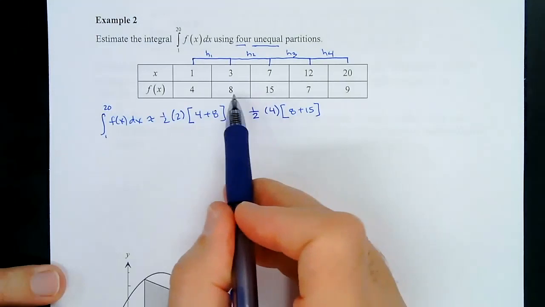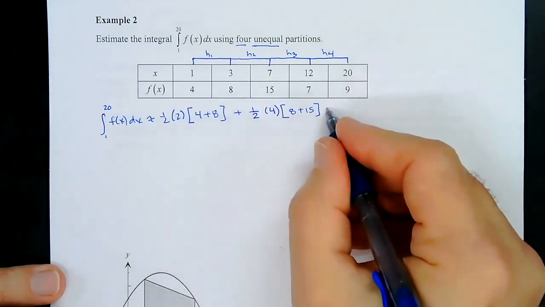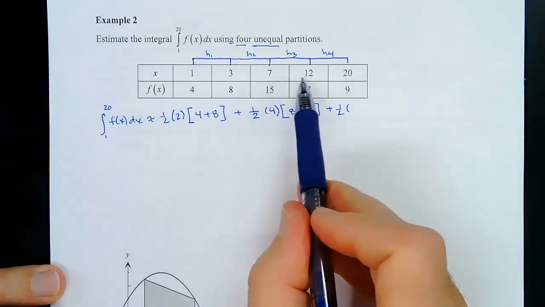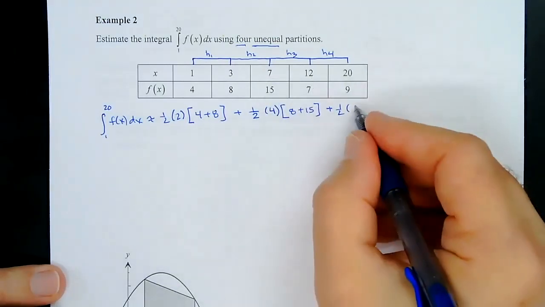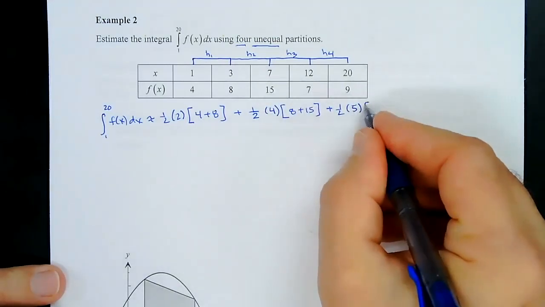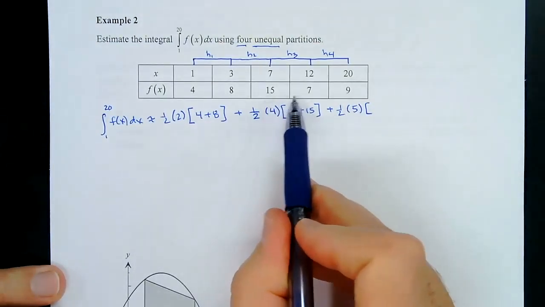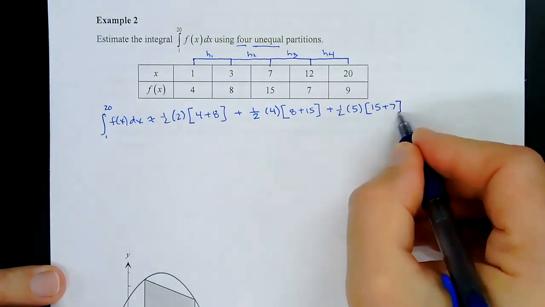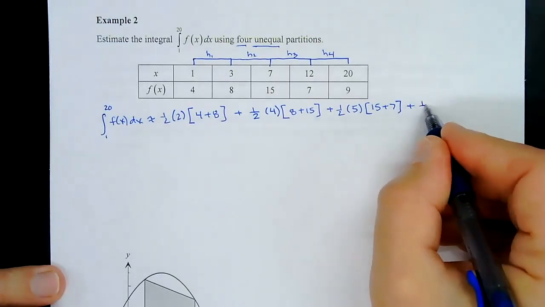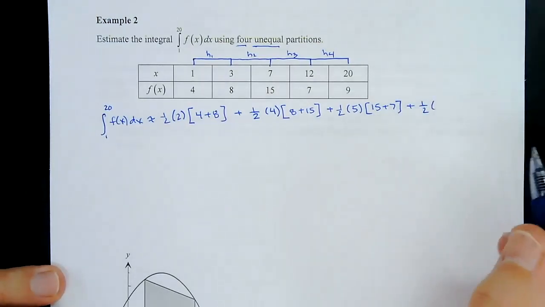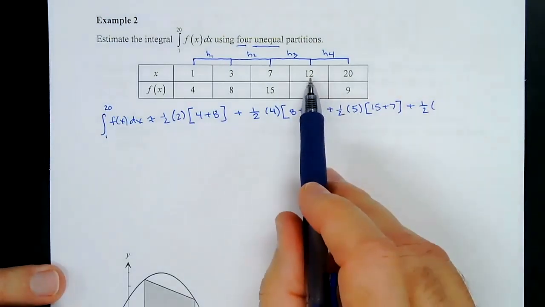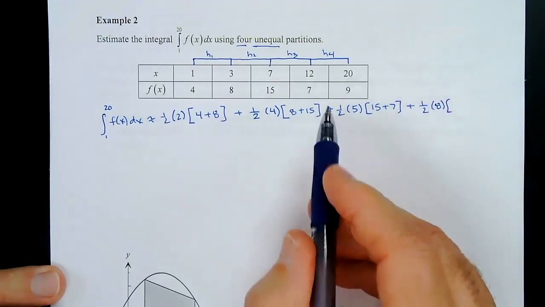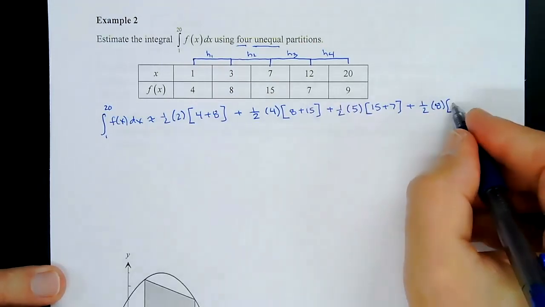These are the 2 side lengths that are parallel to each other, and then plus 1/2 times, and the third one goes from 7 to 12, so that's going to be 5 times, and it's going to be 15 plus 7. That's the sum of the bases. I'm trying to say it different ways, so if you don't understand it one way I'm saying it, you'll understand it a different way. And then we went from 12 to 20, so that's 8. And the sum of these 2 bases would be 7 plus 9.